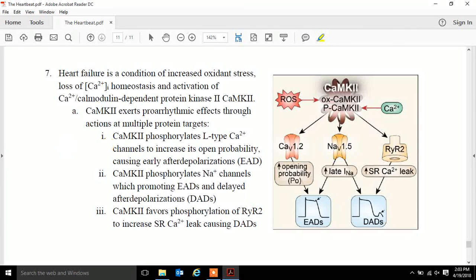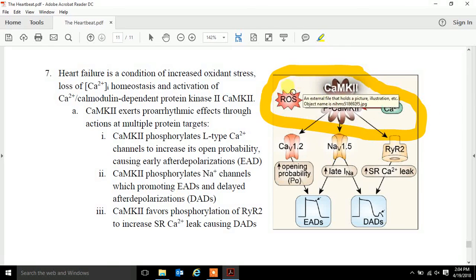And the last portion, heart failure. The reason we see AFib a lot with heart failure is because there are so many things going on. First is we get an increase in oxidative stress. I talked a little bit about that in previous lectures. We get loss of calcium homeostasis. I just mentioned that a little bit with screwed up channels. It also has screwed up activation of that calcium calmodulin dependent protein kinase 2, the CaMKII. So these three things are all screwed up with someone who has heart failure.